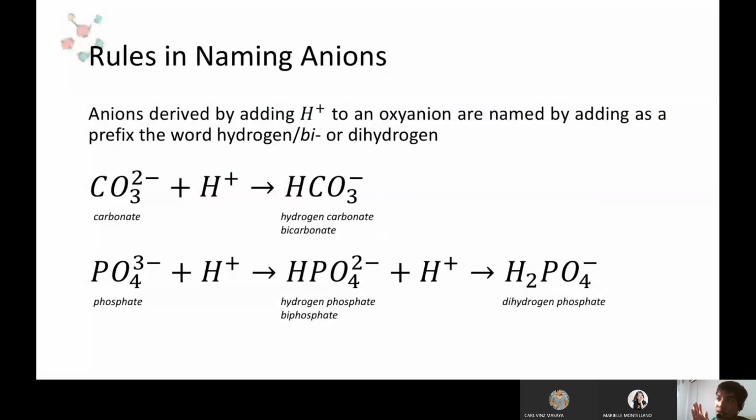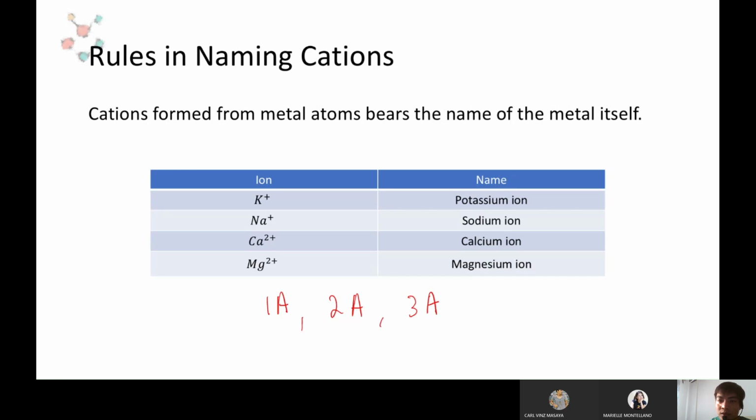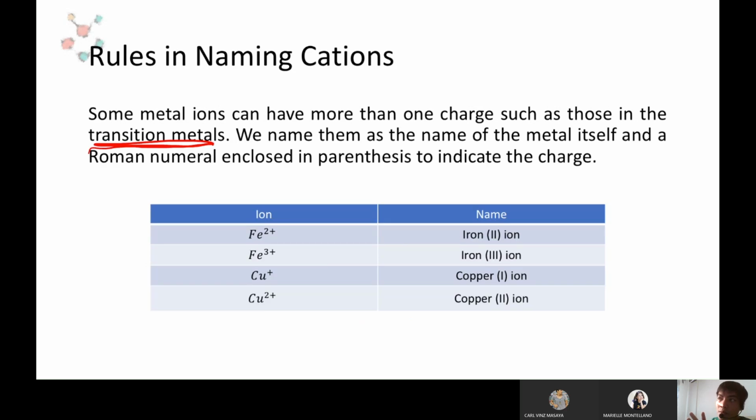Quick review lang. Cation, pag nasa group 1, 2, 3, you name the cation as the metal itself. Pag wala sa group 1, 2, 3, and nasa transition metal siya, or it can form multiple charges, you name it as the metal itself and close sa parenthesis yung charge, no? So, magkaiba yan dito. Pakita mo yung charges.